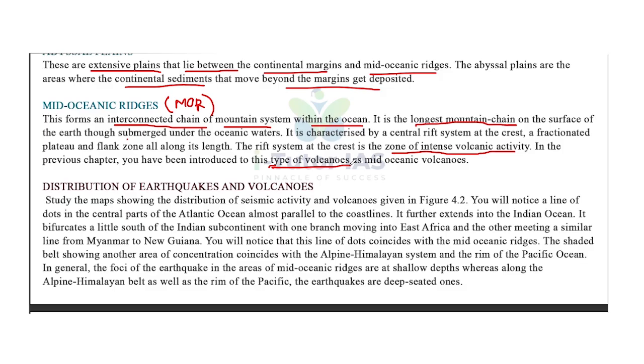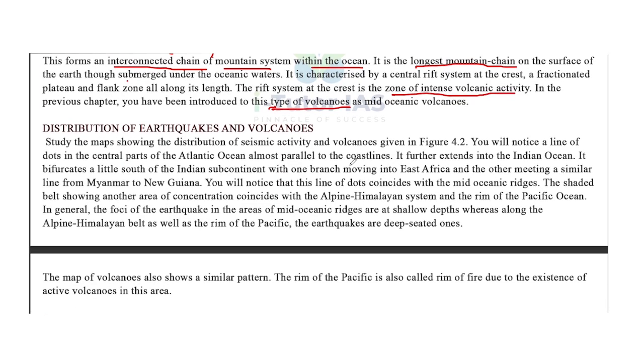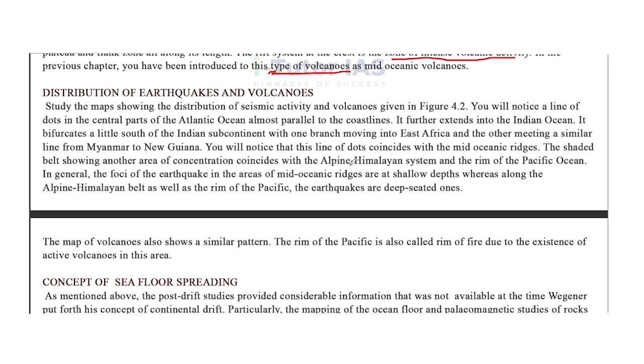Now, distribution of earthquake and volcanoes. You will notice a line of dots in the central part of the Atlantic Ocean, almost parallel to the coastline. It further extends into the Indian Ocean. It bifurcates a little south of the Indian subcontinent, with one branch moving into East Africa and the other meeting a similar line of Myanmar to New Guinea. You will notice that this line of dots coincides with the mid-oceanic ridges.